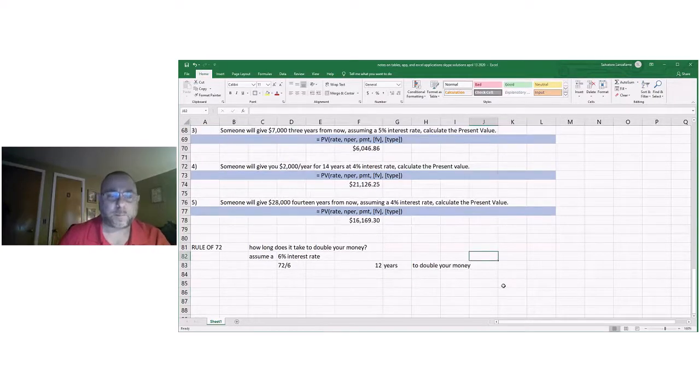That's the rule of 72. Somewhere in that 12th year, your money will double. Okay?